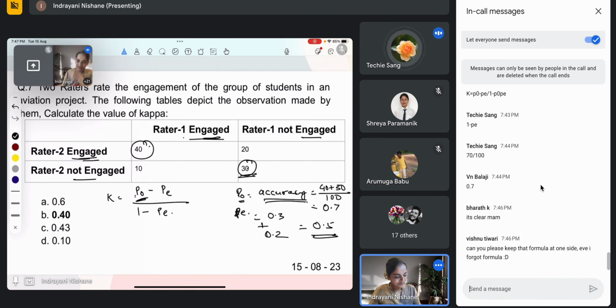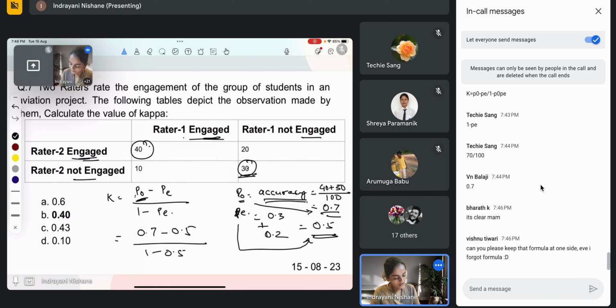Okay. So we have this P0 as 0.7 and PE is 0.5. So let us calculate 0.7 minus 0.5 divided by 1 minus 0.5. So it will be 0.2 divided by 0.5, which will be 40% or 0.4, right?